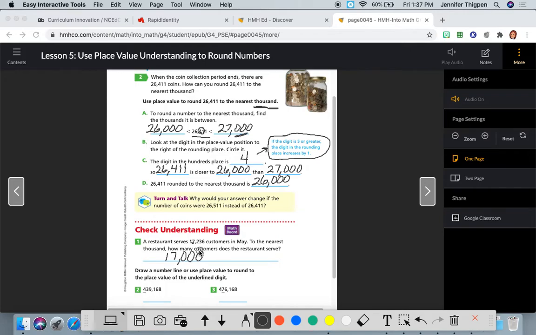Okay? Now let's look at 2 and 3. It says draw a number line or use place value to round to the place value of the underlined digit. Let's just round instead of drawing a number line. Now if you like drawing the number line, go over to the side of your page and make your number line. Or you can get a piece of notebook paper or a whiteboard marker, whatever you have sitting around you or close by, you can use it to help you solve this problem. So let's look at number 2.